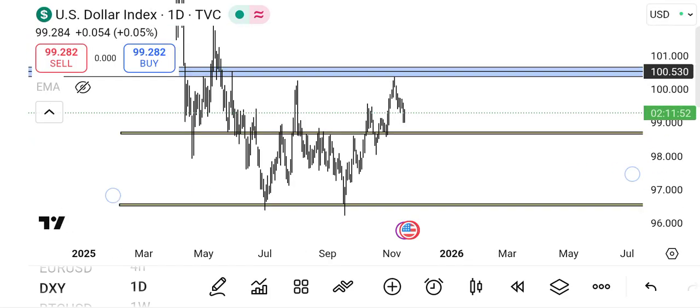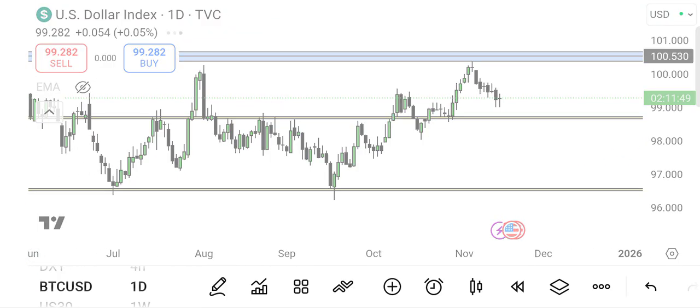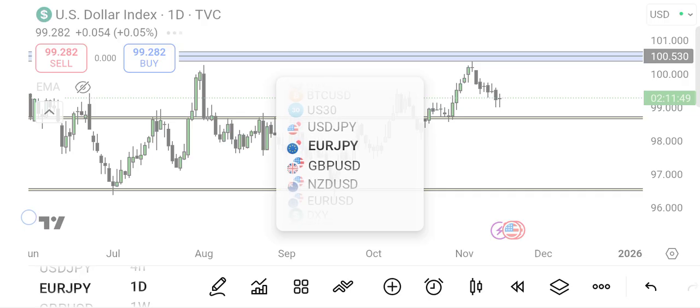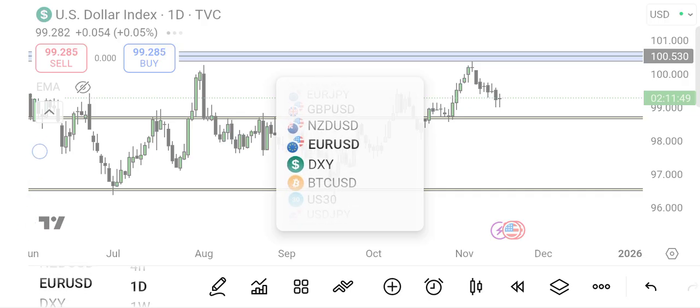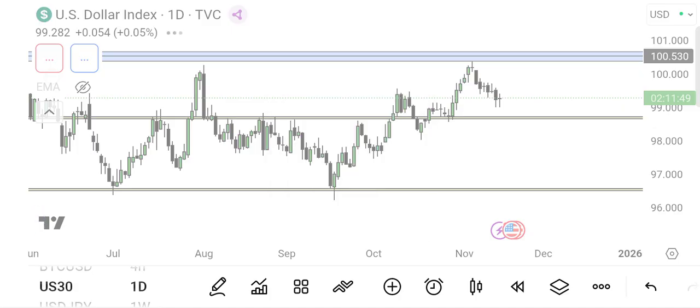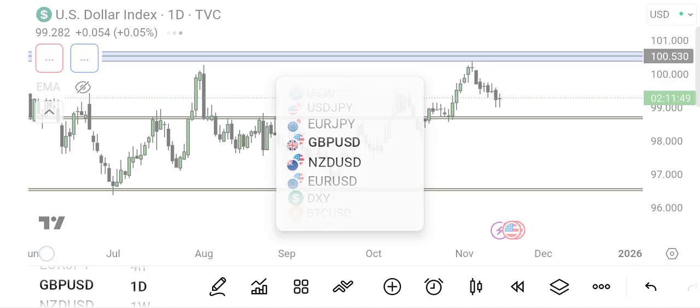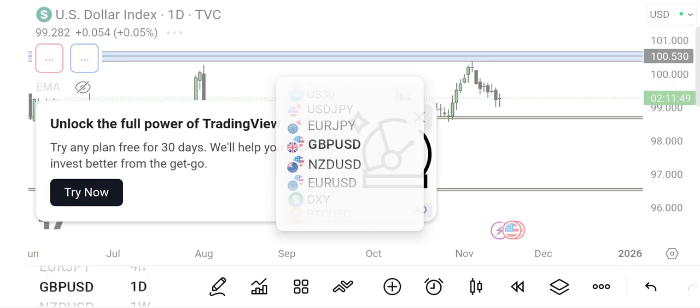These are the pairs I'm looking at, markets. So going to the DXY, going to, which pair was I analyzing before? NZD USD. Okay, GBP USD.